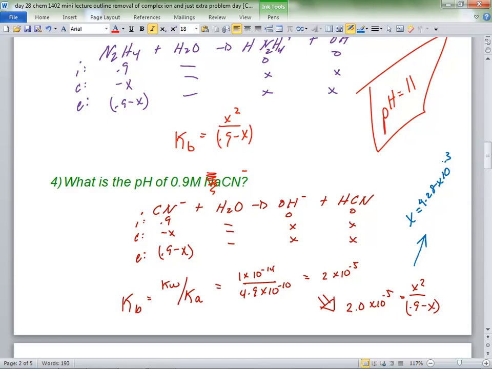Okay, so if that's my X, the advantage, to me, it's not worth the risk if you skip this, because you're so comfortable writing X squared over, right? You may forget that X is really hydroxide here. So that's just a danger if you don't write the ice table, I think. So take the negative log of it, you'd have pOH, subtract from 14, you get pH, and the answer is around 11.6.